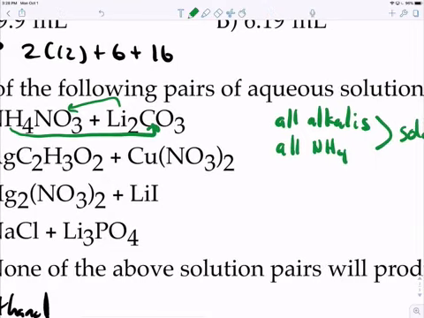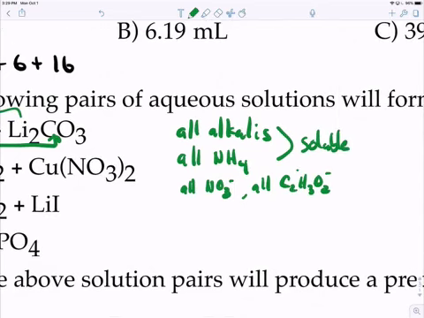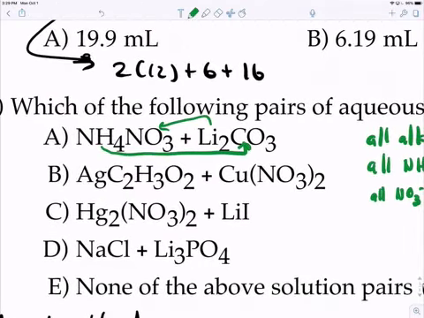Also, all nitrates, all acetates are soluble. So this means silver nitrate and copper acetate, those are both soluble. Nothing happens. And lithium nitrate, nothing will happen.